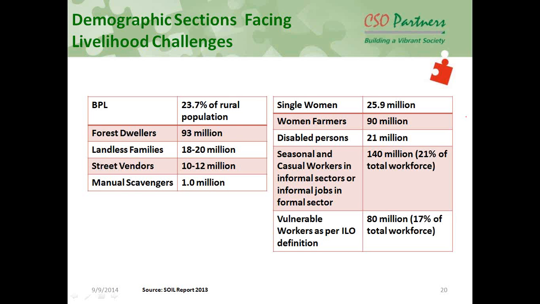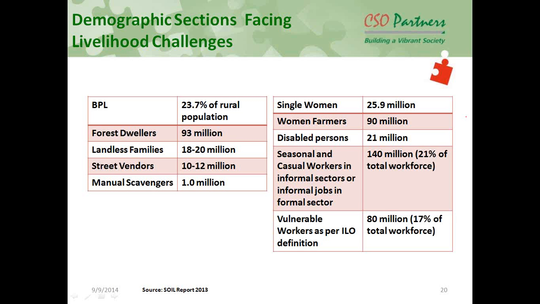Forest dwellers, 99 million. Landless farmers, 10 to 20 million. Street vendors, 10 to 12 million. And please note that all these numbers are increasing. It is not that we have a declining trend, we have a really increasing trend. Manual scavengers, probably this particular thing is declining slowly. Still, it's a shame that we have 1 million manual scavengers in India. Single women, 25.9 million.